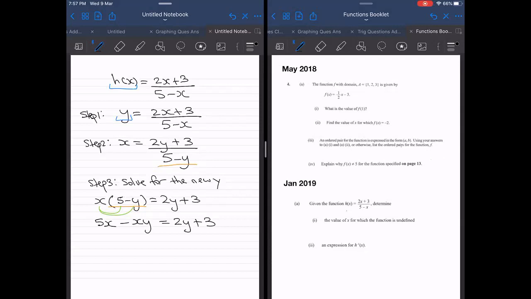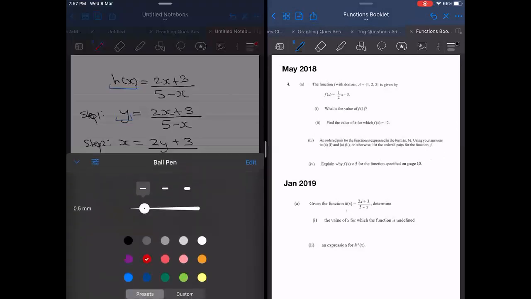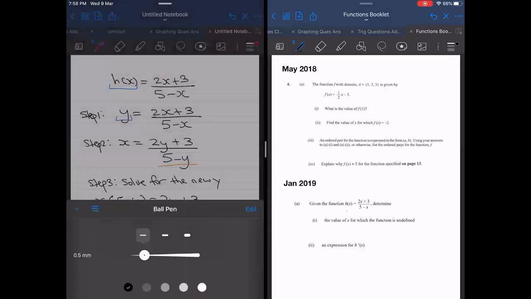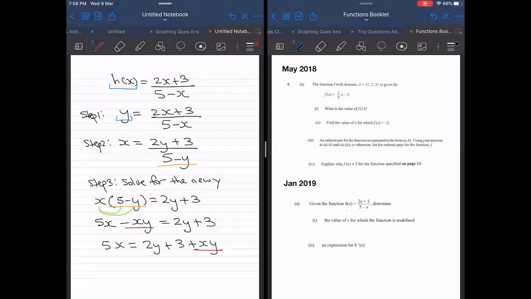Right, we want to get the y's on one side. So I'm going to bring this over. So I'm going to say that 5x is equal to 2y plus 3 plus xy. So I have the y's, however, this 3 is out of place, so I'm going to carry it over. So I have 5x minus 3 is equal to 2y plus xy.